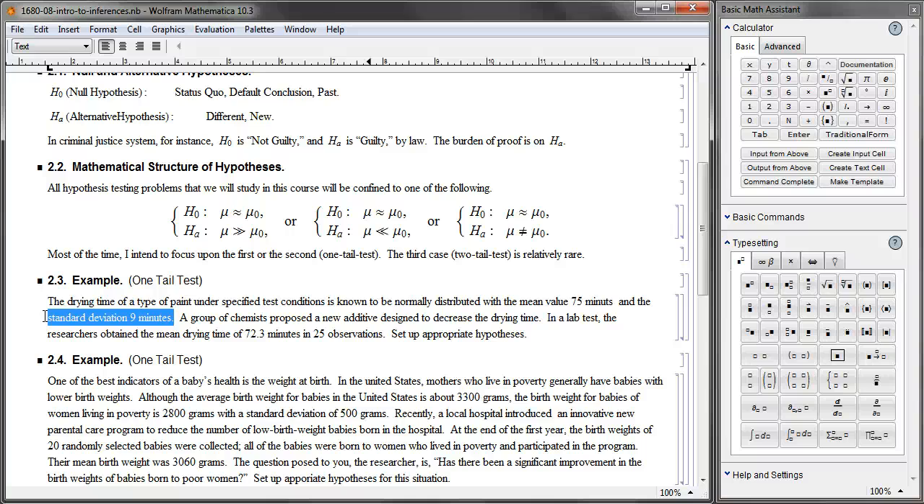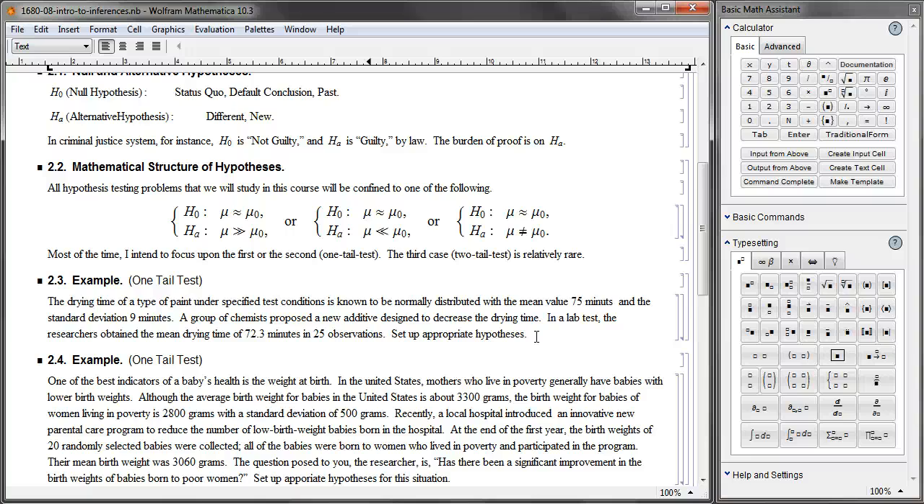A group of chemists proposed a new additive. Here's a keyword, new additive, which means whatever comes afterward must be something new. So that's going to be the alternative hypothesis, not null. All right, let's go back. In a lab test, the researchers obtained a mean drying time of 72.3 minutes in 25 observations. Set up appropriate hypotheses. Most of the time, it's going to be either this or that. And rarely, but in some cases, we have this.